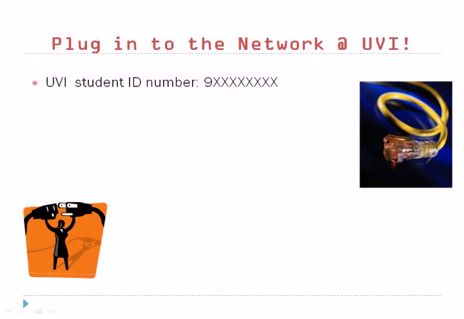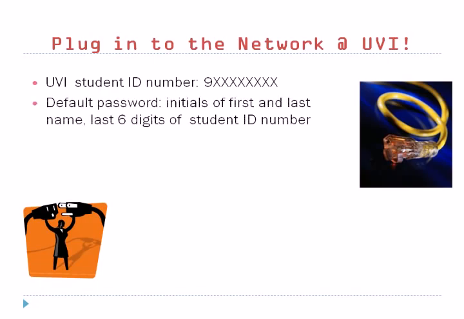As soon as you receive your student ID number, your network account is created and you are able to access the UVI network and other electronic service areas, such as Blackboard and Bandweb. In order to log in, you also need a password, and yours was set to the initials of your first and last name and the last 6 digits of your student ID number.